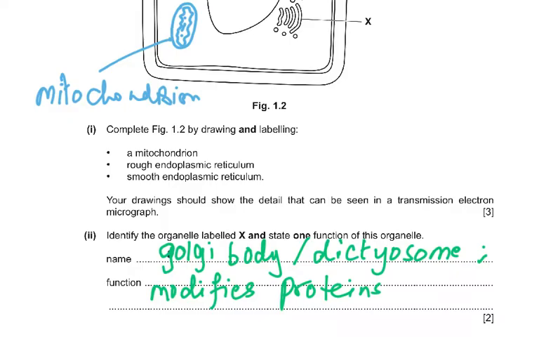So modifies proteins, you could have said that. You could have said packaging of proteins. You could have said forming lysosomes. So 3 possible options. You could have said modifies proteins, packaging of proteins into Golgi vesicles, and forming lysosomes. So 3 possible answers with only 2 marks. 1 mark for this and 1 mark for this.